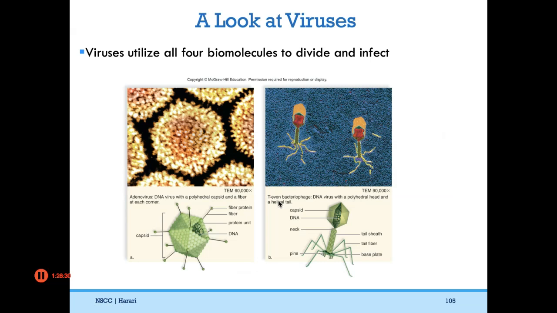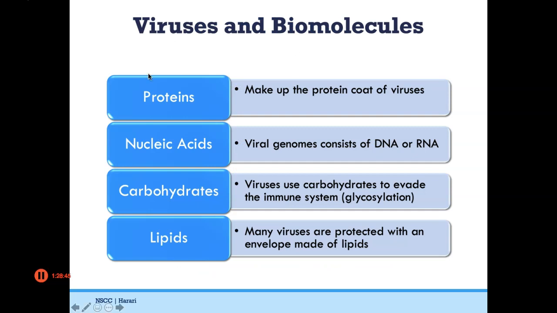I wanted to take a moment, since viruses are more prevalent than ever, to look at viruses and point out that viruses utilize all four biomolecules for them to divide and infect us or infect plants or animals. Viruses use proteins to make up their coat. So proteins are found on the outer portion of viruses. The genomes of viruses consist of DNA or RNA, which are nucleic acids. So the instructions for a virus are DNA and RNA.